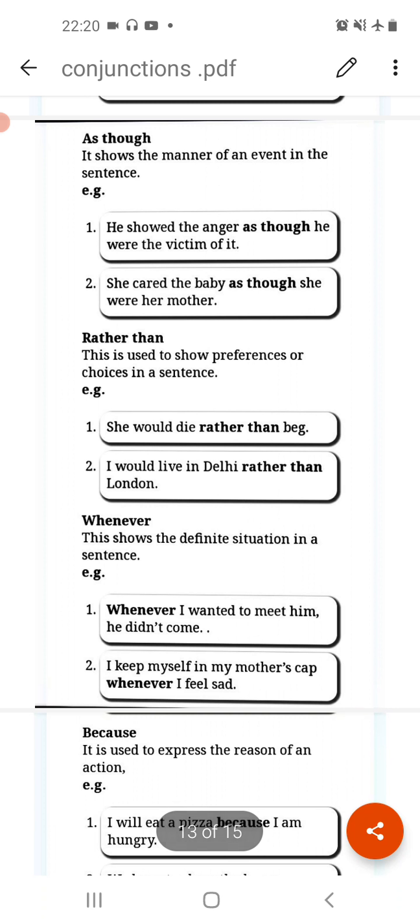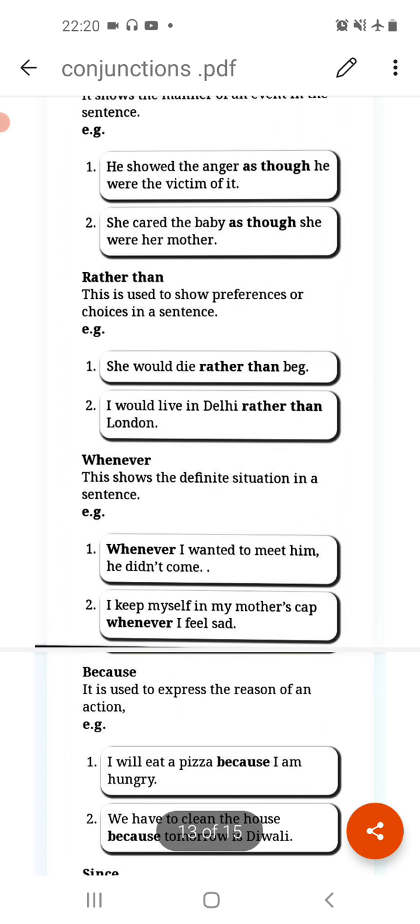Next is as though. It shows the manner of an event in the sentence. So if there is any manner, like how the event has occurred, we can use as though. He showed the anger as though he were the victim of it. She cared for the baby as though she were her mother.